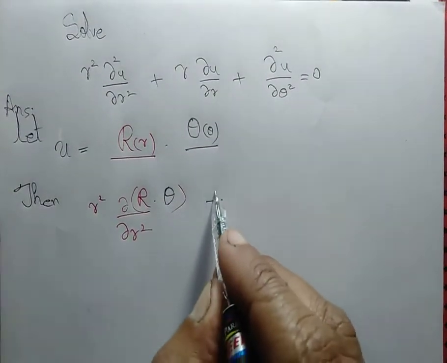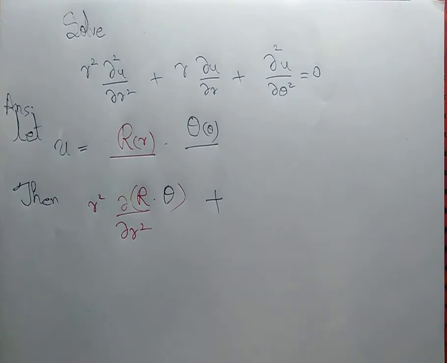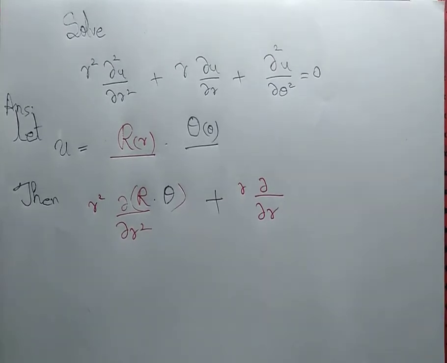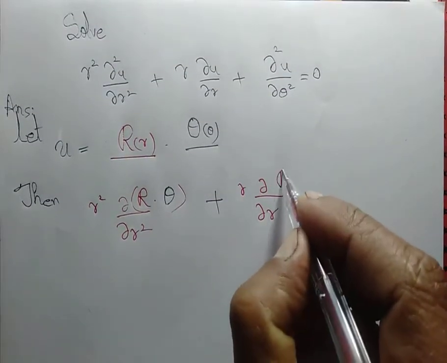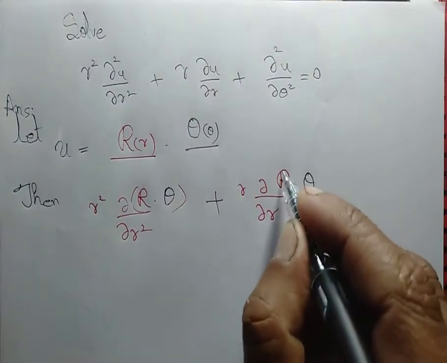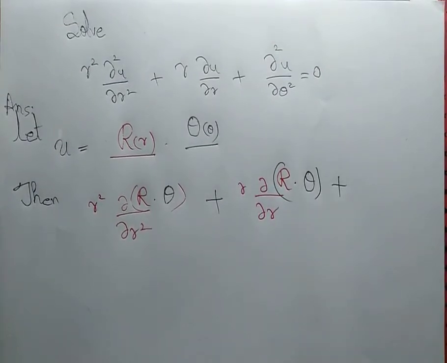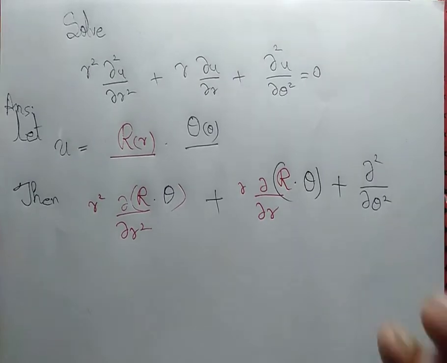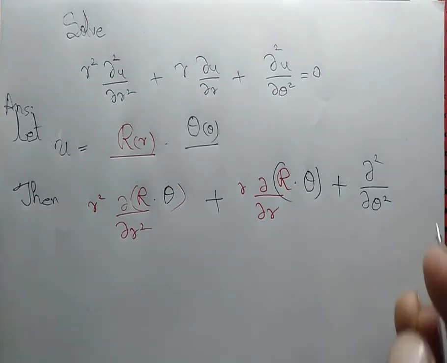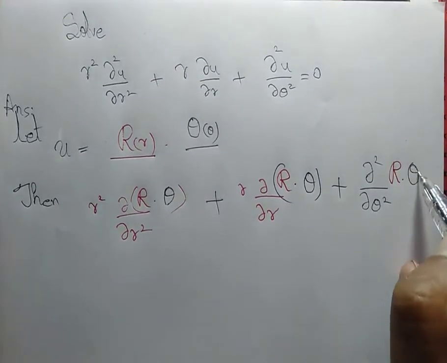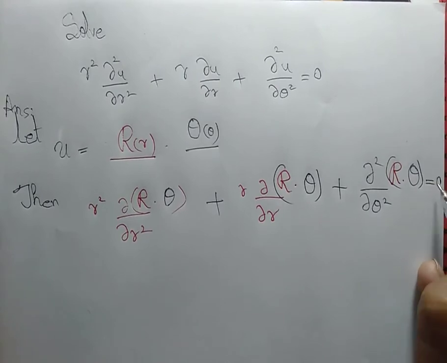That's it. Plus again r del r of what u? What is u? U is r into theta. Plus, no r here, so del 2 del theta square of your u is again r into theta equal to 0 as it is.